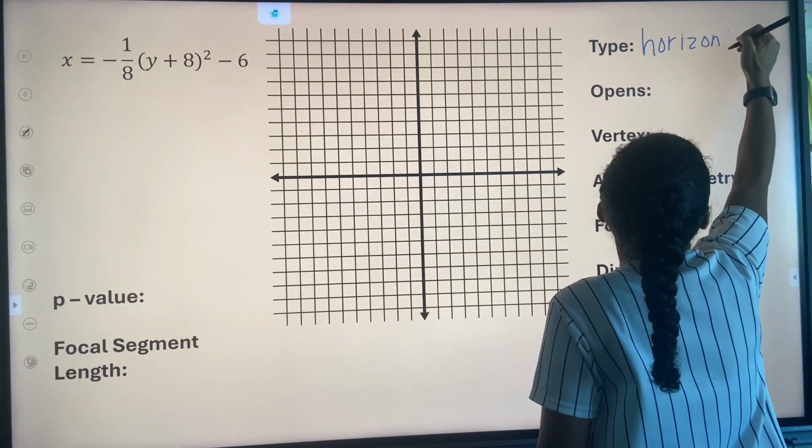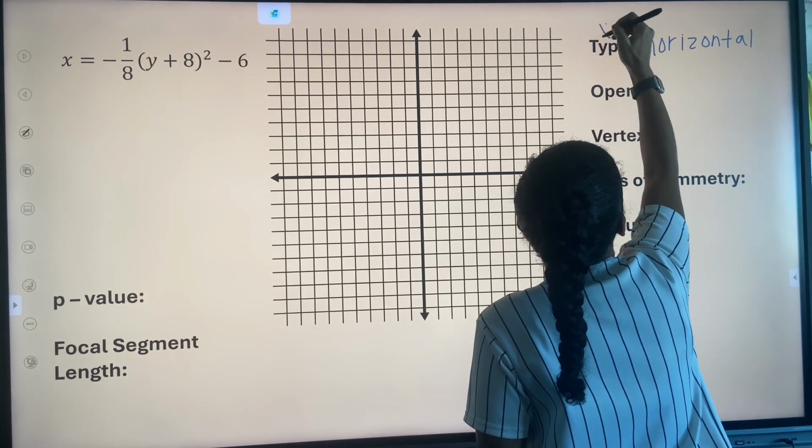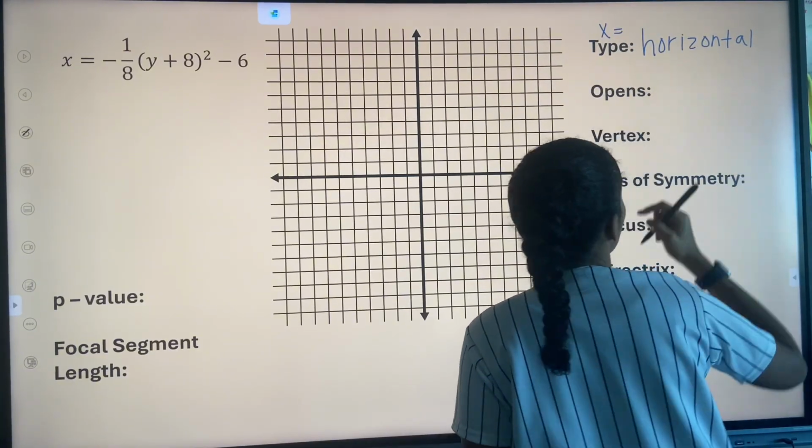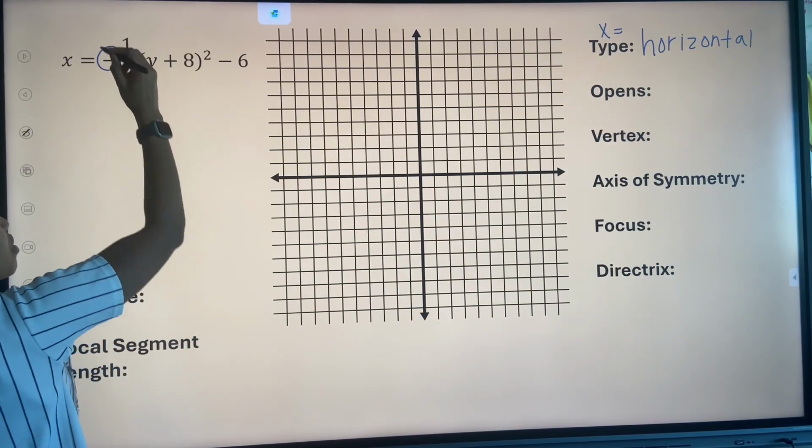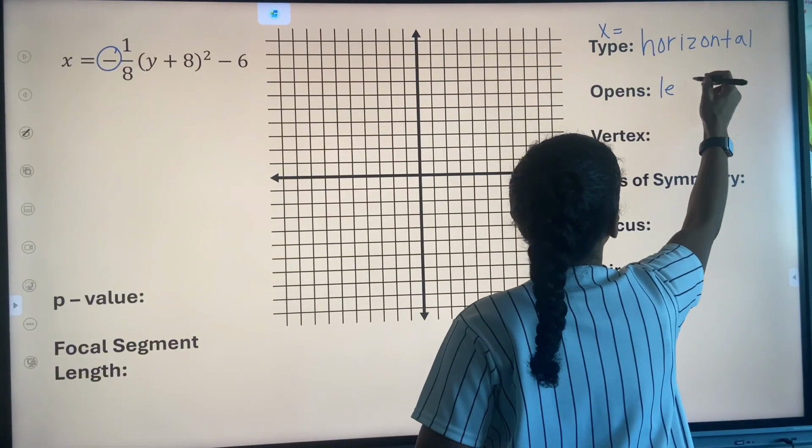Horizontal. The reason why I know it is because it has x equals in the equation, so it's horizontal. Left. Yes, it'll open to the left because there's a negative right here. So it will open to the left.